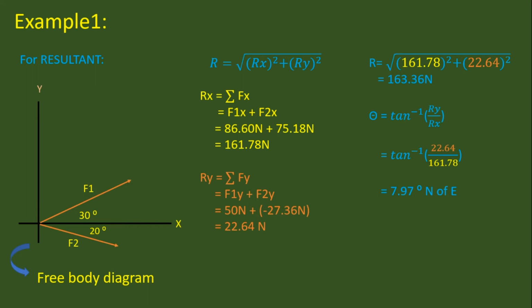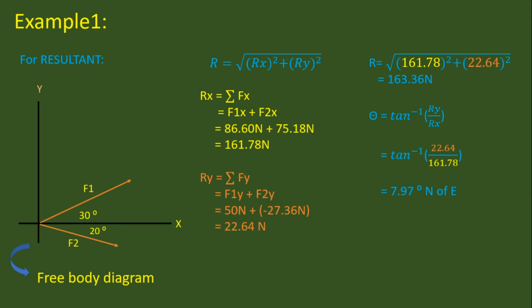So pinagpa-plus natin yon. Para sa x component ng resultant natin, we just get the summation ng lahat ng forces x. We have f1x saka f2x. So yung kanina, 86.60 plus 75.18. So we get 161.78 Newton.